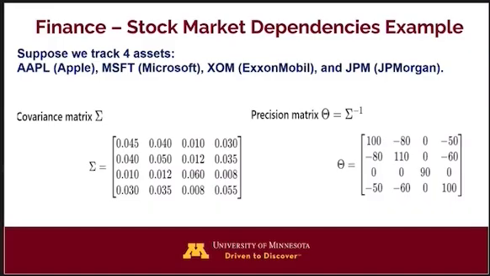I don't know whether you've heard about diversification of a portfolio. Right now, if you take a look at this, this is the covariance structure of how Apple, Microsoft, ExxonMobil, and JP Morgan vary together. And after finding the precision matrix and applying lasso, I'm going to have this.